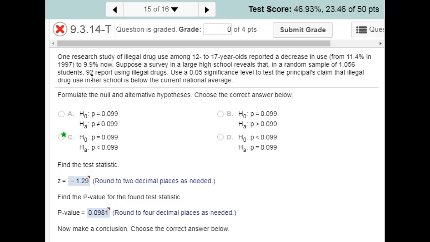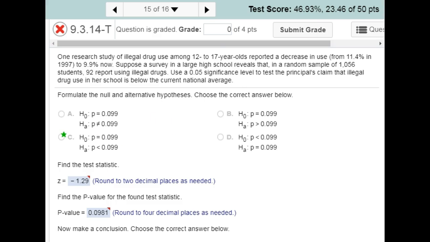So the principal is claiming that illegal drug use in that school is below the national average, the current average, which is 9.9%. And so this setup here would reflect that principal's claim. Here's what the population proportion is, 9.9%. That's a decimal, 0.099. And the alternative hypothesis is the principal's claim that the proportion in that high school is actually less than what the overall average is for the population.